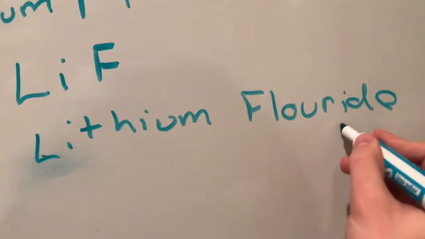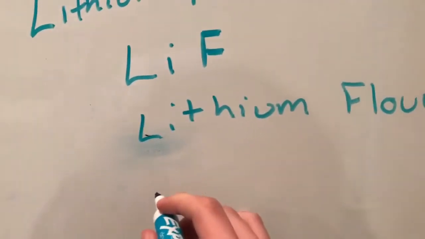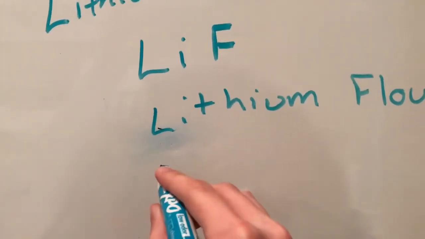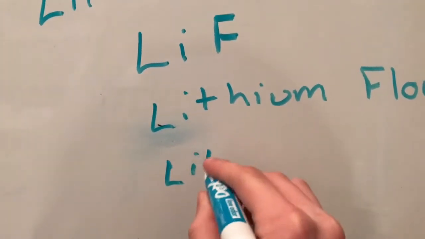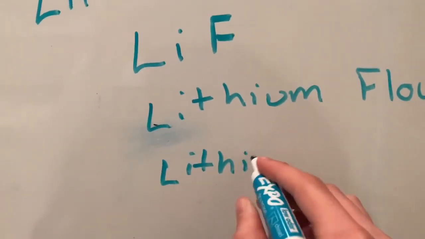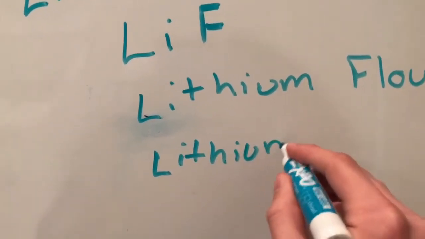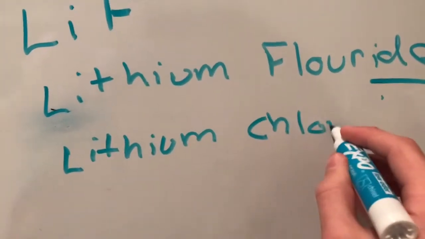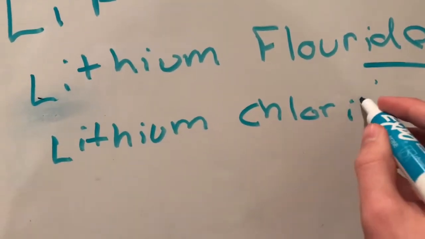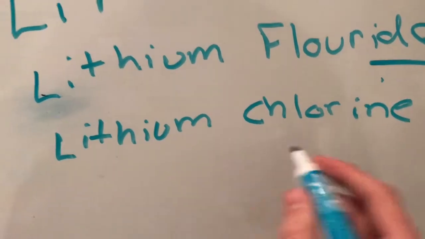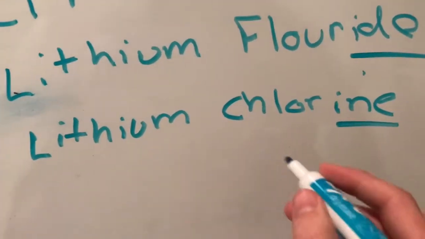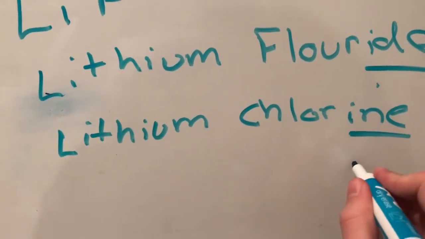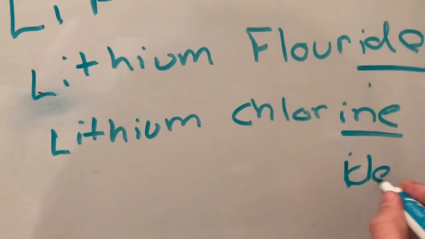The reason why you would put an "ide" is because whenever you combine representative elements, or any for that case, you always should put an "ide" instead of an "ine," such as lithium chloride. Instead of chlorine, you put "ide," like this. You normally put "ine," but when you combine the two together and make it one, you put "ide."